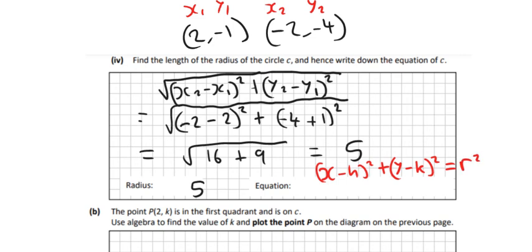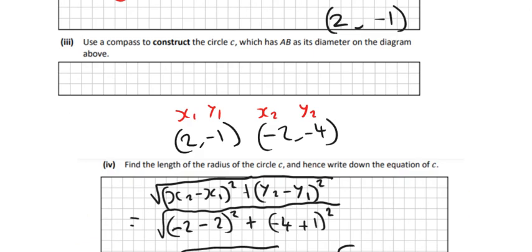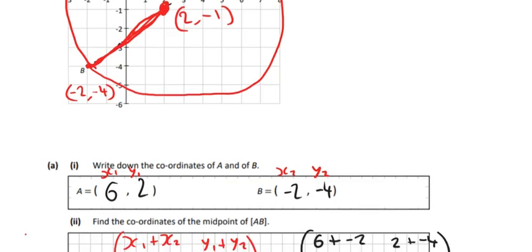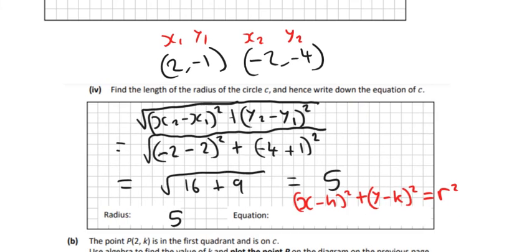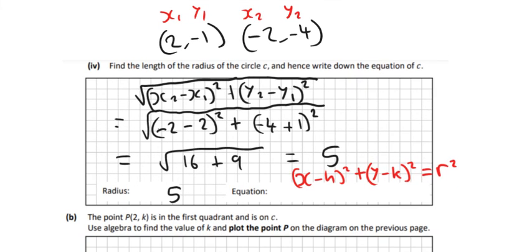So you know what the center is. The center is (2, -1). You found it out before. So a center will always be (h, k). So (h, k) is (2, -1) here, and the radius is 5. So you just sub in for h, you sub in for k, and you sub in for r, and that gives you the equation of the circle.